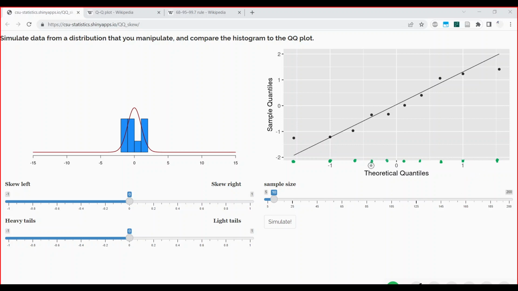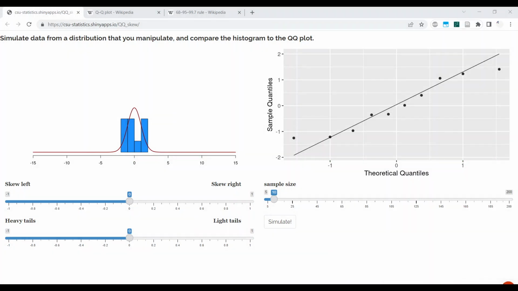And again, they're packed in towards the center here because the data are supposed to be packed in towards the center, and they are more spread out on the ends because the data are supposed to be more spread out on the ends. Okay, so that's the horizontal axis.